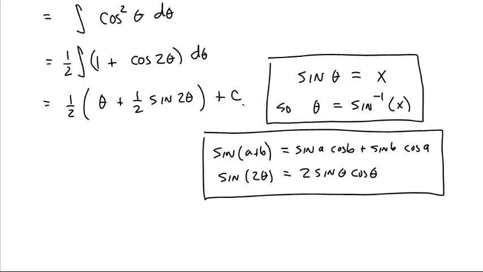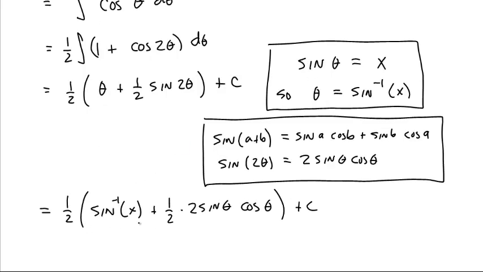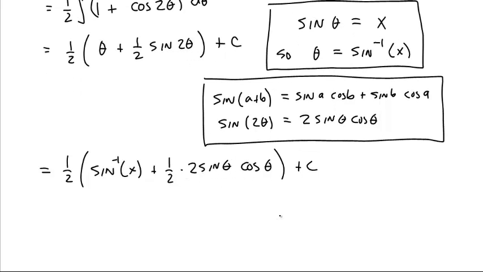So this theta can get turned into the arc sine of x, and we leave the 1/2 there, and sine of 2 theta is 2 sine theta cosine theta. So you replace the sine of 2 theta with 2 sine theta cosine theta, and then the 2 and the 1/2 cancel out. Well, let's see, we know the sine of theta is just x. Well, that's good. So sine of theta is x.